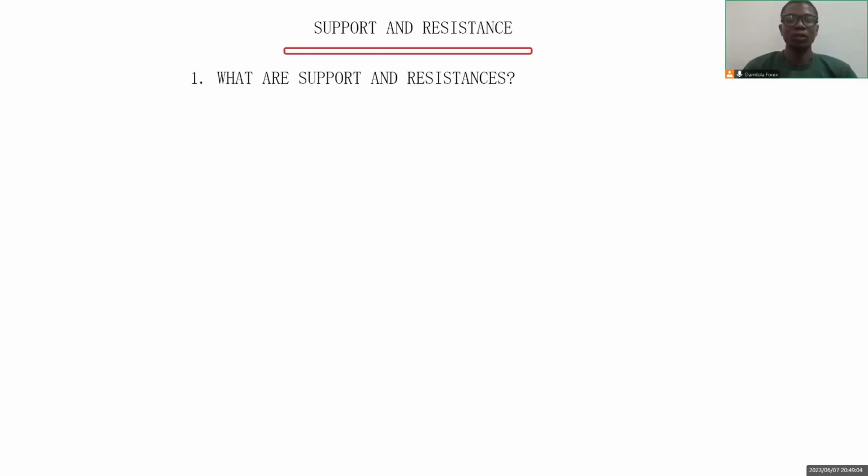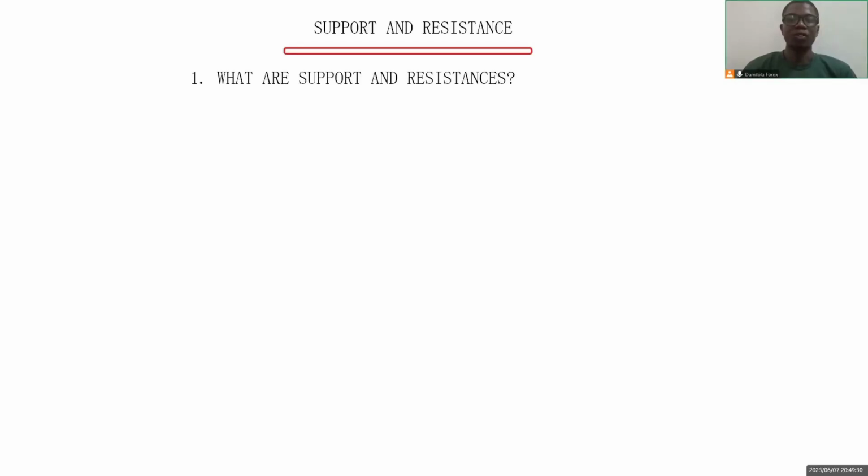So support and resistance are very important zones that we should always highlight on the chart to allow us to know where the buyers are and where the sellers are. Except a support is violated, we will keep buying on a support. And except a resistance is violated, we will keep selling at a resistance. Okay, so this is what support and resistances are.